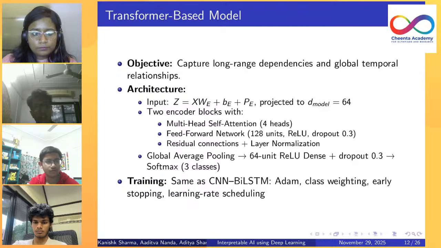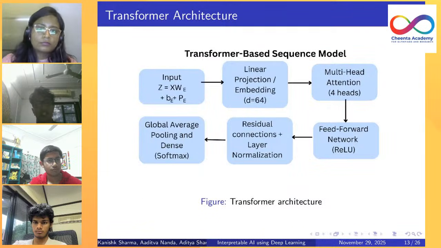The self-attention matrices, especially from the first encoder layer, provide a direct view of how much each time step attends to every other. Averaging attention across heads yields heat maps that show whether the model emphasizes recent bars, earlier regime shifts, or specific volatility events when making predictions. As mentioned above, the optimization setup is the same as the hybrid BioLSTM model. Now the next slide shows you the architectural diagram of the transformer based model.